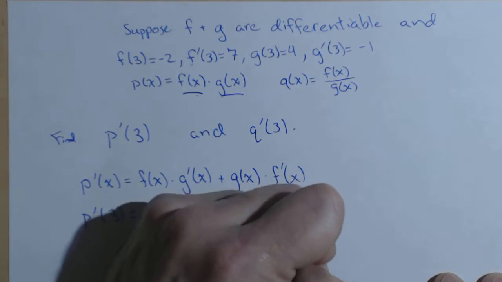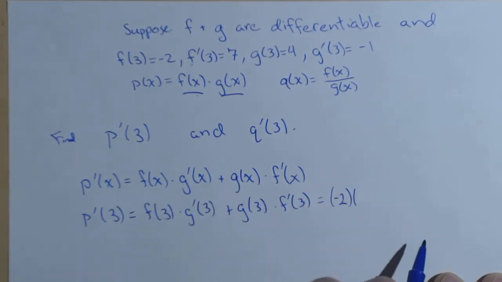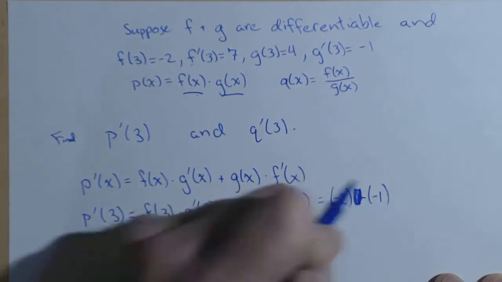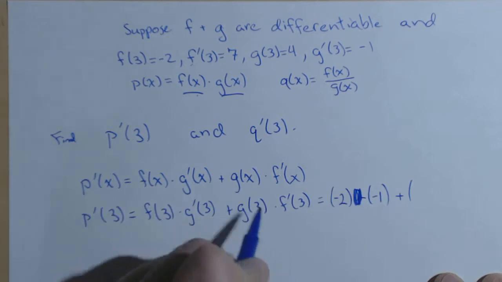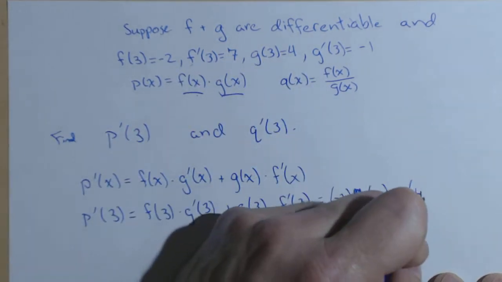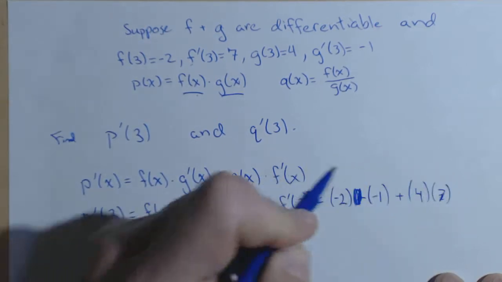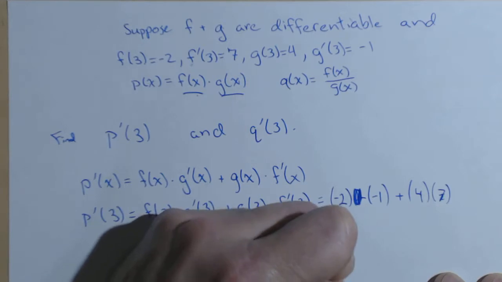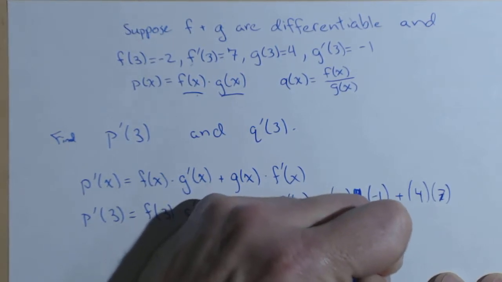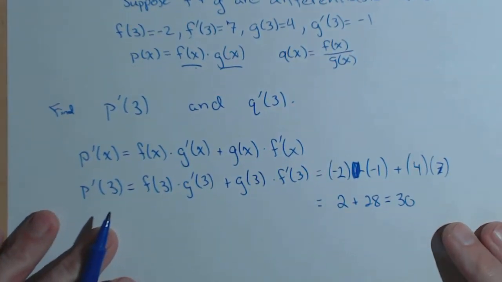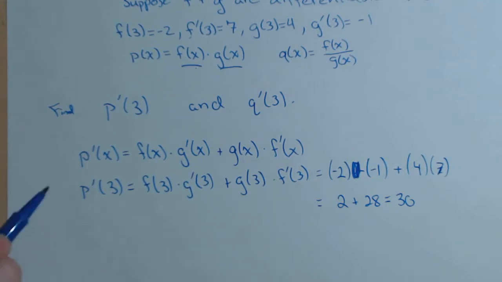So f of 3, we have -2, g prime of 3 is -1, plus g of 3 is 4, and f prime of 3 is 7. So what we have is 2 plus 28, or that p prime of 3 is 30. So while it didn't seem like we have enough information, we actually do for these particular derivatives at a point. We just can't find some algebraic formula for p prime of x or q prime of x.